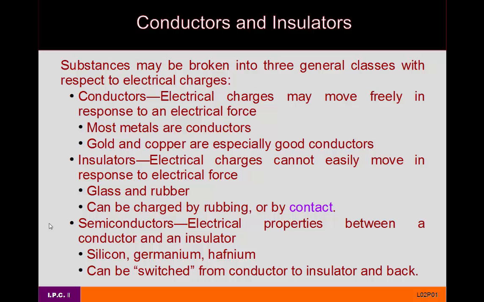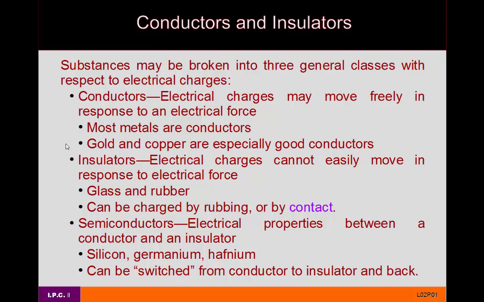So moving on, it's worth noting that there's two basic types of substance with regard to electrical properties. One is the insulator, the other is the conductor. There are also, of course, semiconductors, but a semiconductor basically means that it has electrical properties that are somewhere between a conductor and an insulator. And in fact, they're usually able to be switched between being conductors and insulators.